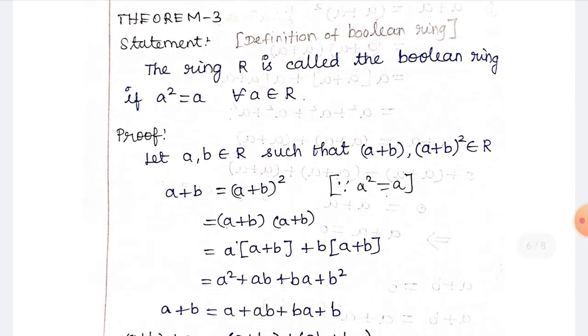Next we have to come to the third theorem. The theorem is the definition of Boolean ring also. The ring R is called the Boolean ring if a square is equal to a for every a belongs to R.